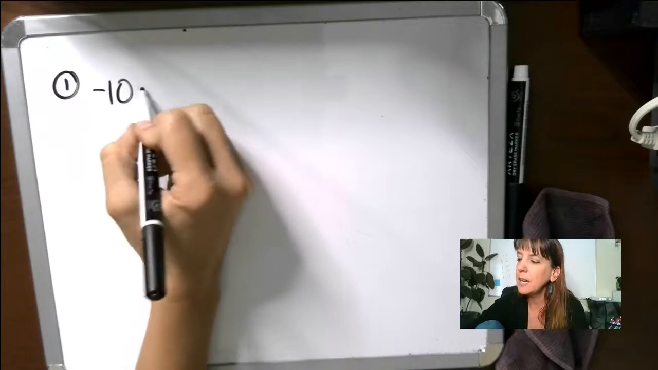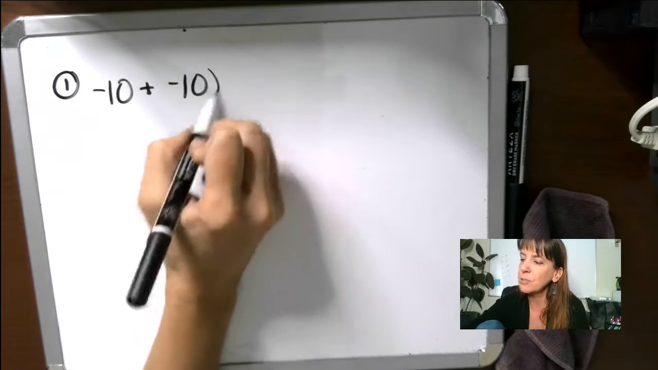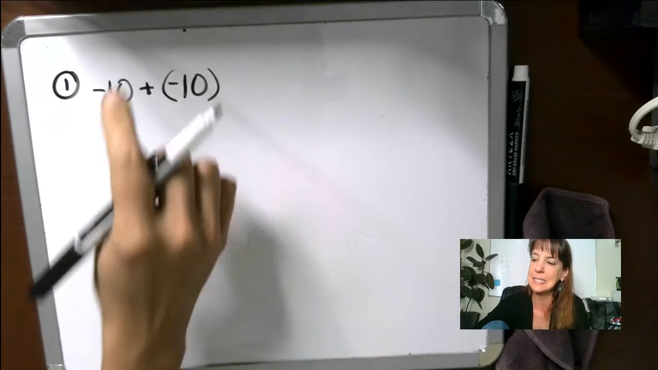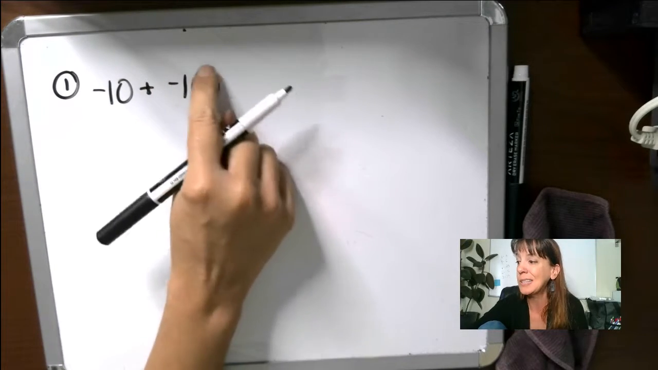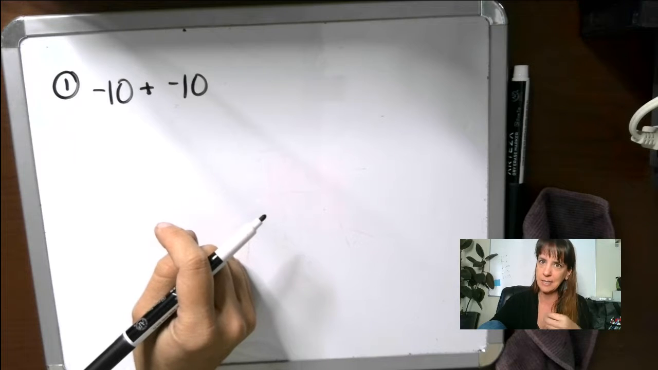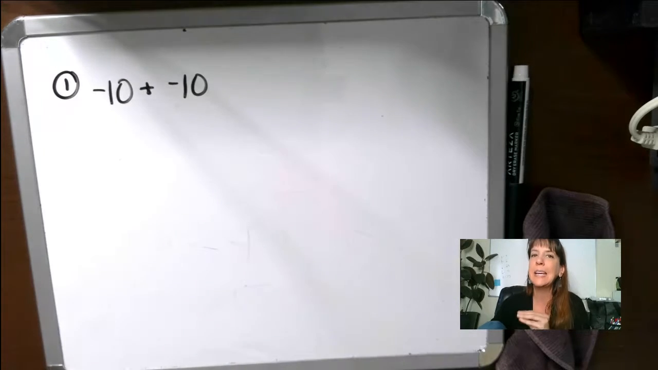So we have negative 10 plus negative 10. You'll notice there are some parentheses in there. That's just to indicate that it's a negative. I am lazy. I don't like to write them, so I just do this. If you are lazy like me and don't like to write them, that's totally cool. You've got to be real clear about the difference between subtraction and negative.